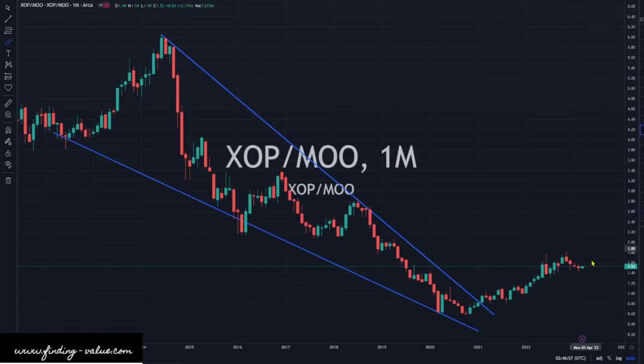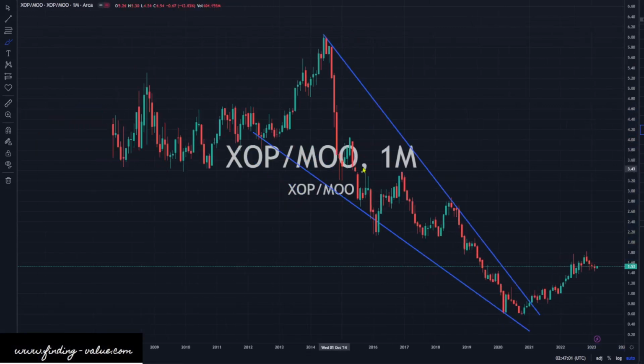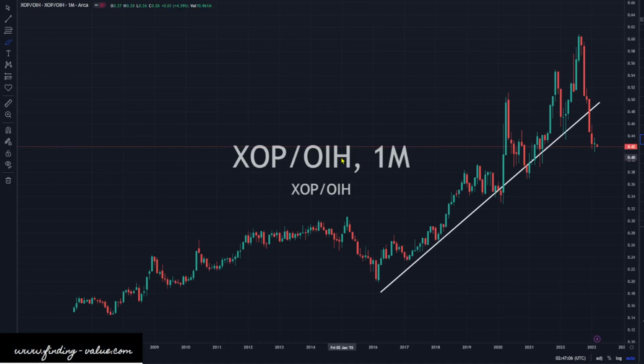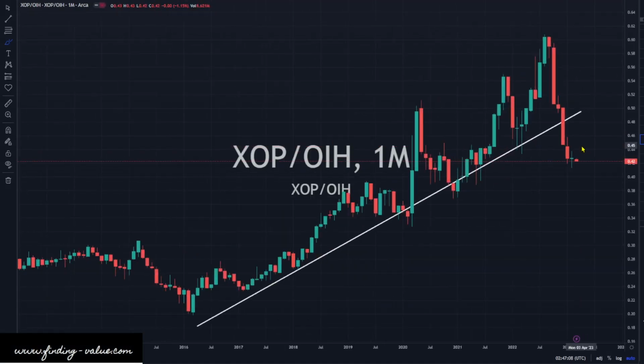XOP versus MU, definitely looking to go up to the upside here for XOP. So XOP looks good against the agribusiness ETF. We've got XOP versus OIH. This is the energy service companies. Energy service companies still look good.